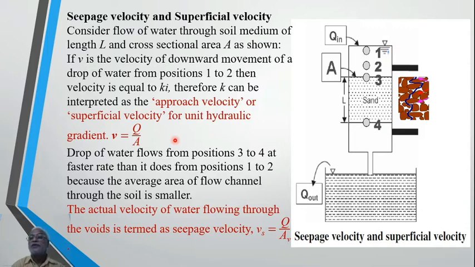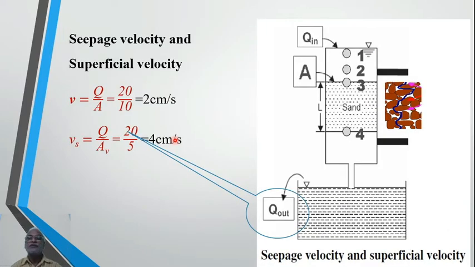Okay, so if you can see, the flow from point 1 to 2 is slower, and then from 3 to 4 it will be faster. One more way of putting the same thing: seepage velocity and superficial velocity. Now you just see the discharge which is coming from the top through the soil and then coming out.